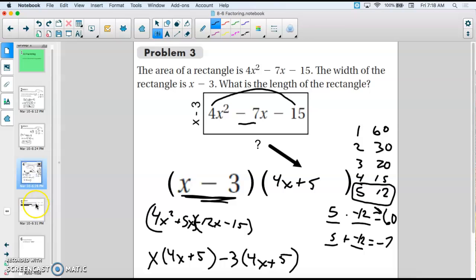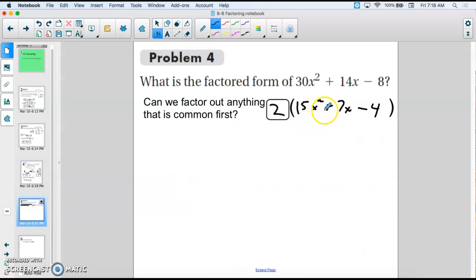Okay, that looks kind of similar to that, but it's not. All right, now the 2 just gets to hang out in front. Okay, don't worry about it. And now we're going to multiply the first and the last. We get negative 60.